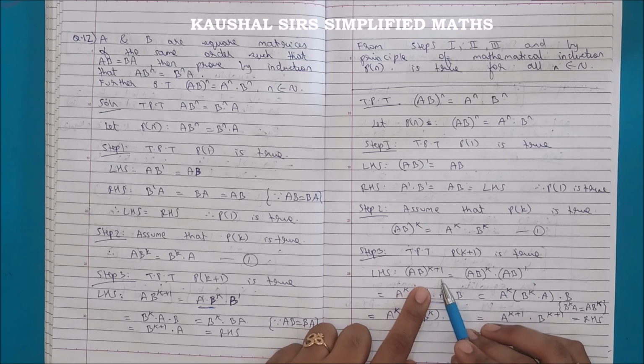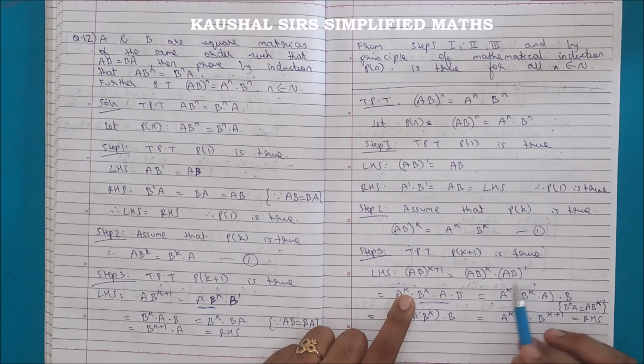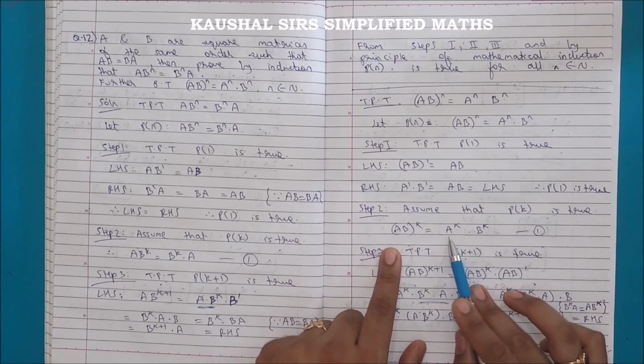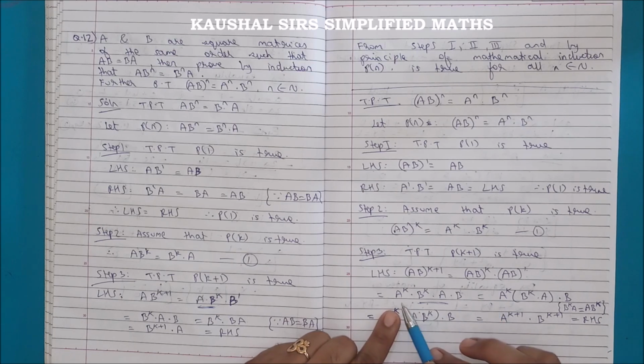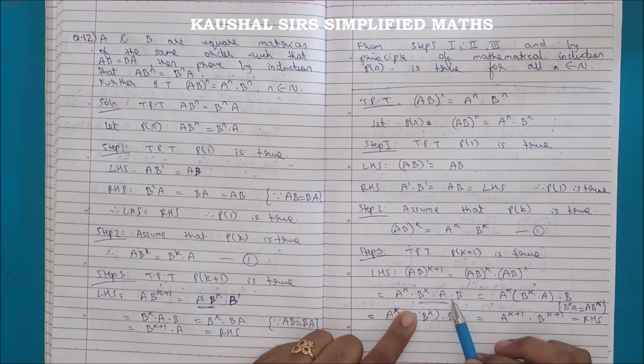ओके, इफ यू अप्लाई लॉ ऑफ इंडाइसिस तो ये क्या हो जाएगा, ए बी रेस टू के इंटू ए बी रेस टू 1. ओके, नाउ ए बी रेस टू के का वैल्यू इक्वेशन 1 में हमको क्या मिला है, ए रेस टू के इंटू बी रेस टू के, तो इसके बदले क्या लिख सकते हैं, ए रेस टू के इंटू बी रेस टू के, एंड ए बी रेस टू 1 इज व्हाट, ए बी.